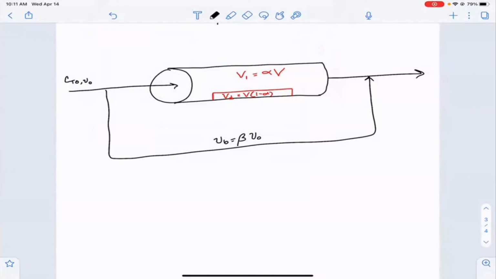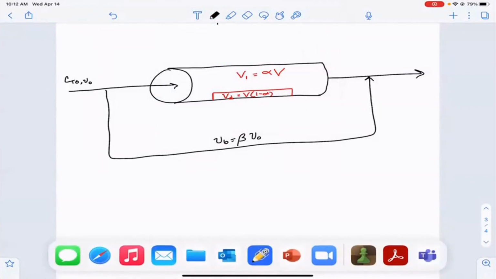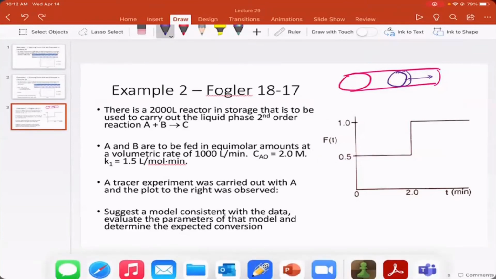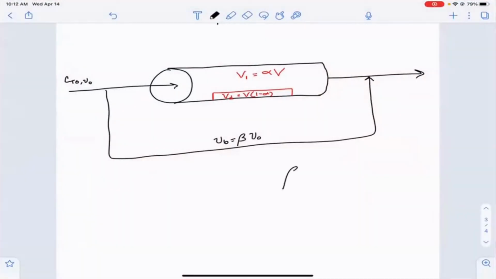Okay, so let's go back to the figure. I know what beta is just by looking at this figure. Can anybody else tell what that is? Based on this, what portion of the flow do you think short circuits? Half of it, right? That's how F of T is equal to 0.5. So we can read this directly from the graph, that is equal to 0.5.